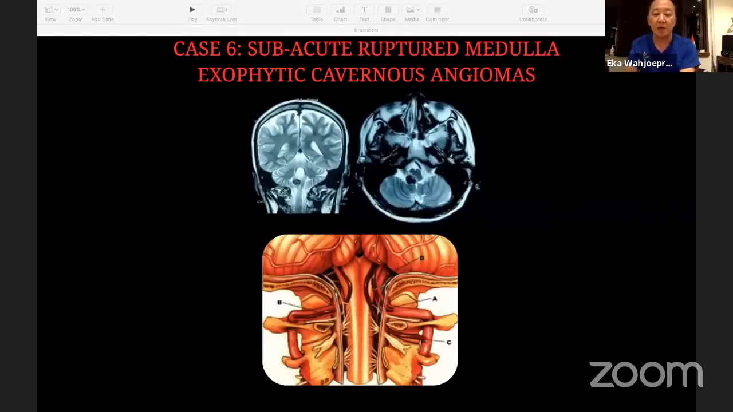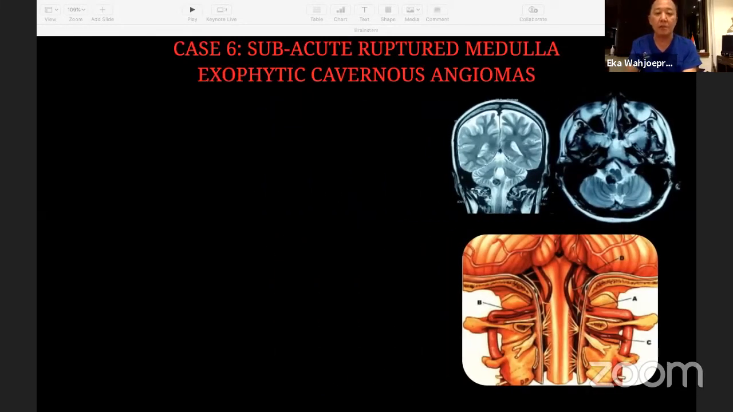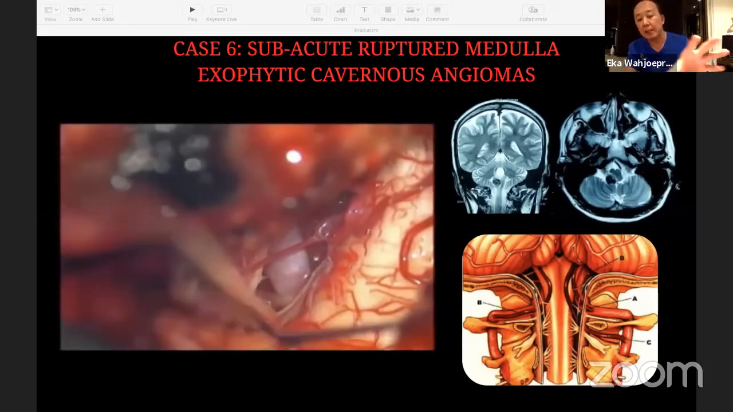And later on, I think he is now going to the UK for study. So this is the case of an exophytic medullary cavernoma. Of course, this is also not a big problem. So we do a posterior approach. You can see here, we need to open until C1.